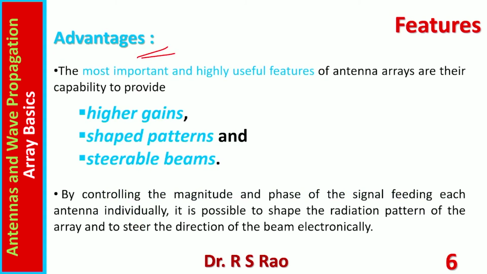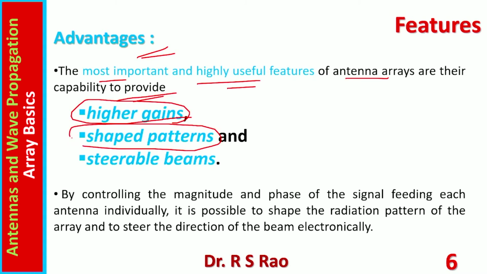Advantages of arrays. The most important and highly useful features of antenna arrays are their capability to provide higher gains, shaped patterns, and steerable beams. These three are the most important features of arrays. They are able to provide more gain than a single antenna. More gain means more transmitted power, which means more link range. More link range means a lesser number of repeaters. The system becomes less costly. So arrays are able to make communication systems less expensive.